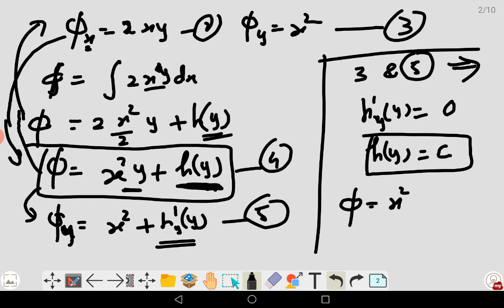So phi is x square y. Now using this result in equation number 4, x square y plus h of y. We should be erasing h of y, it is calculated. So phi is x square y plus c.